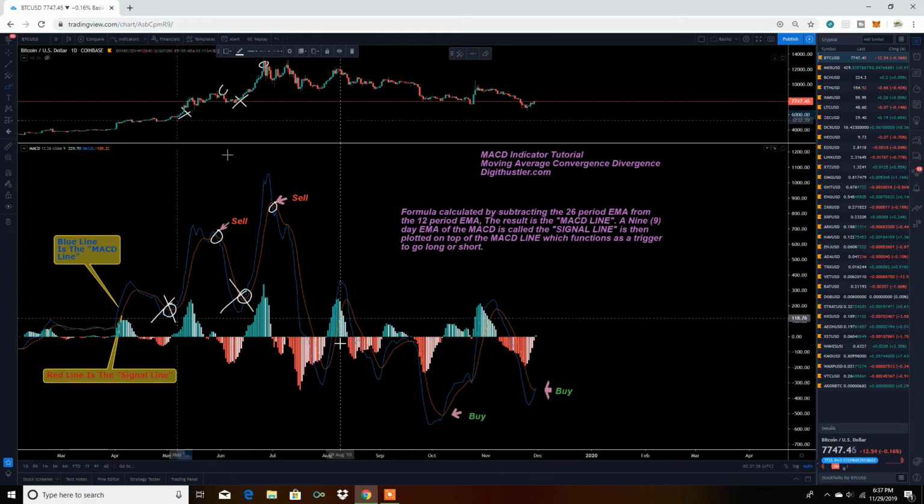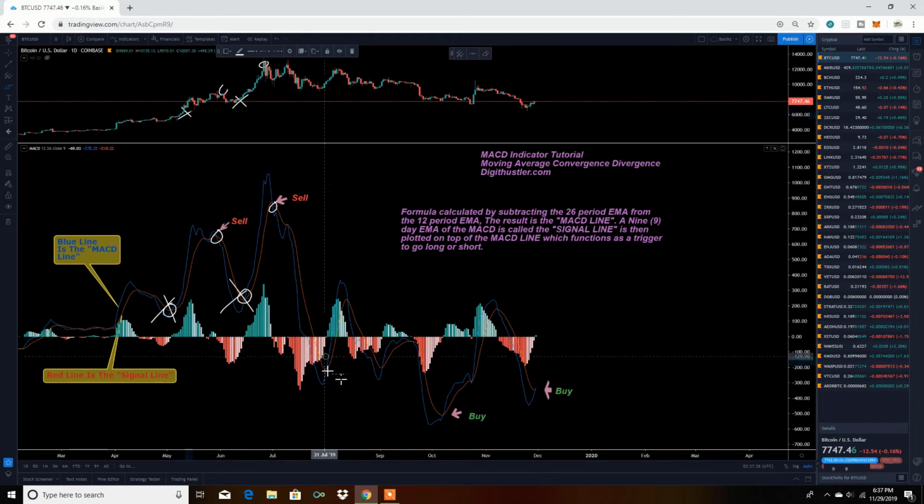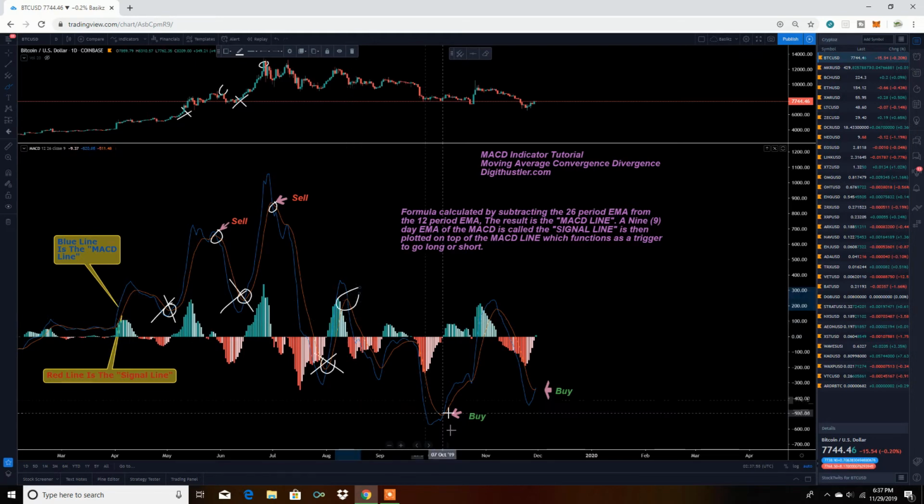So again, we would go long here because we see the red line, which is the signal line, go underneath the MACD line. Okay. Then again, right here, the signal line, the red line, goes above the MACD line, which is the blue line. That's a signal to go short. Okay. So that's a very simple way to read it.